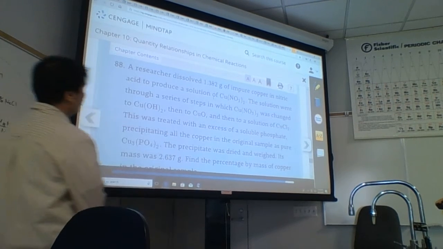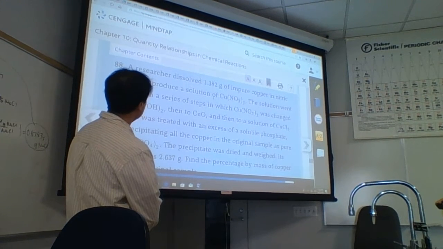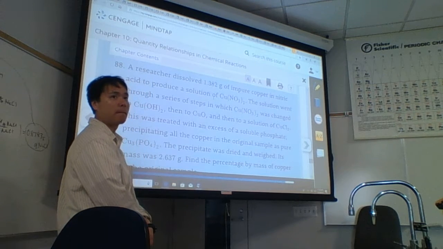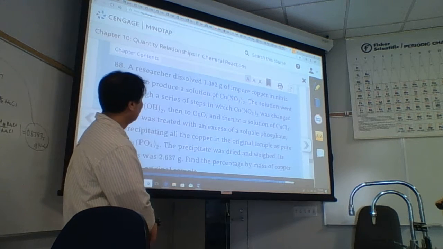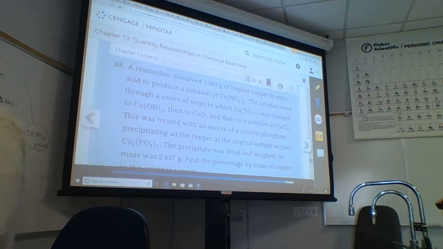A researcher dissolved 1.382 grams of impure copper. And okay, impure copper is a mixture. It's a mixture of copper and other impurities. In nitric acid, reducing the solution of copper to nitrate. So, what we have here is we got some copper solid plus other stuff. And we have 1.382 grams.